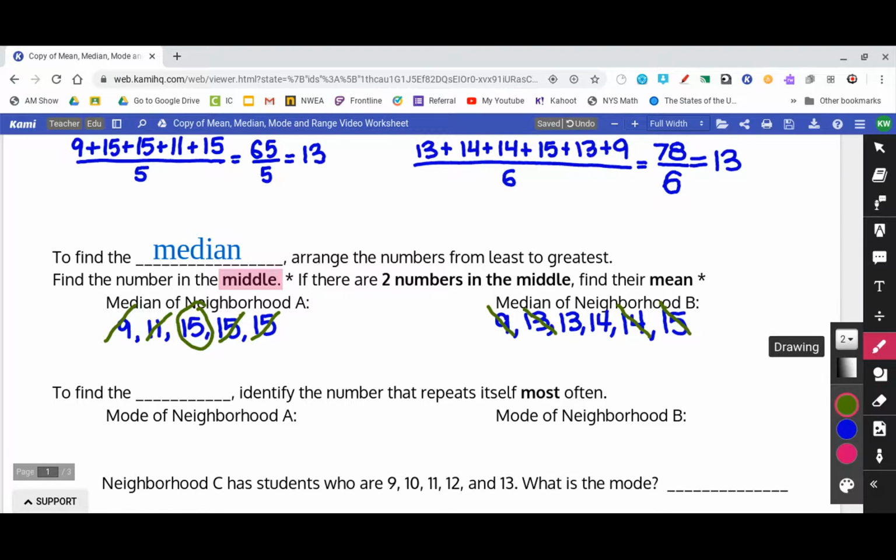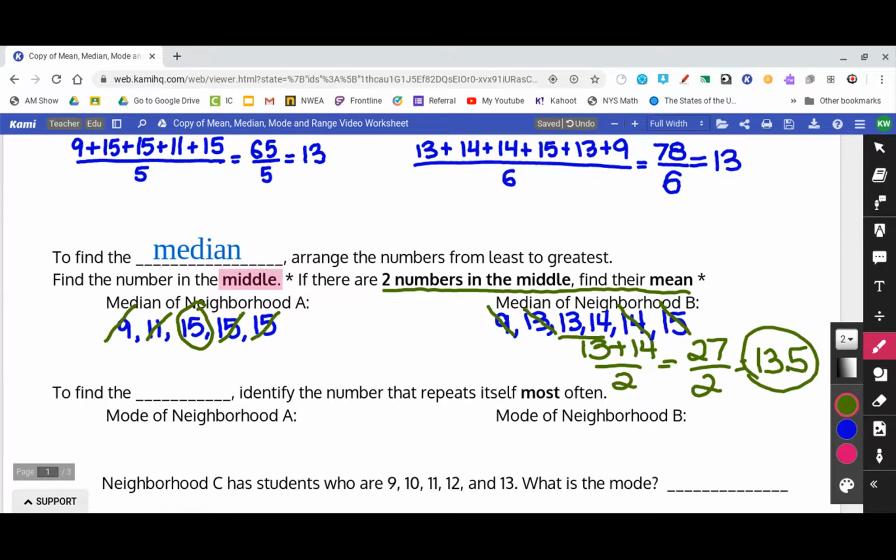Now, since there were an even number of numbers here, there's 2 numbers in the middle. So if there's 2 numbers in the middle, you have to find their mean. So you're going to have to do 13 plus 14 and then divide that by 2, which is 27 divided by 2, which is 13.5.